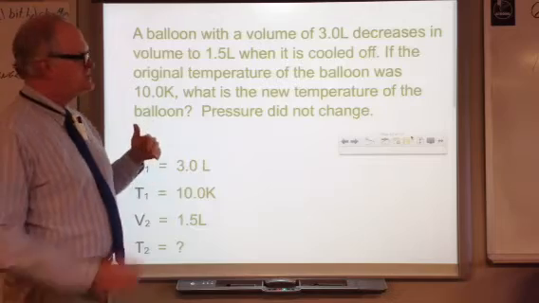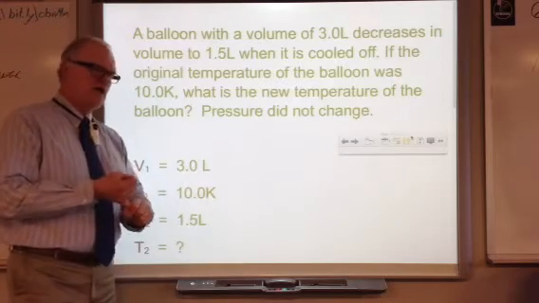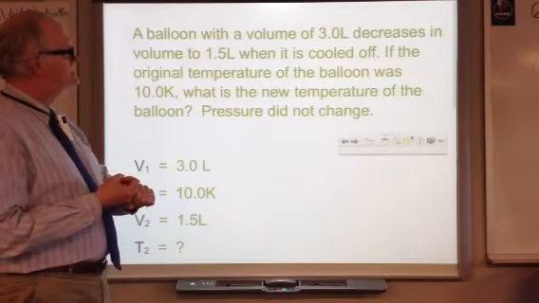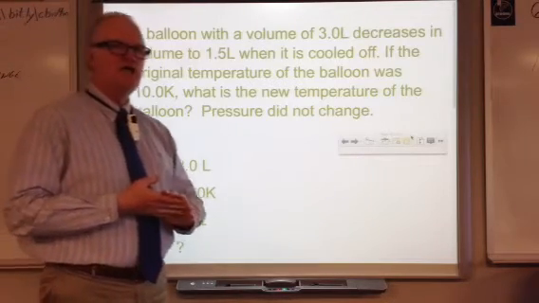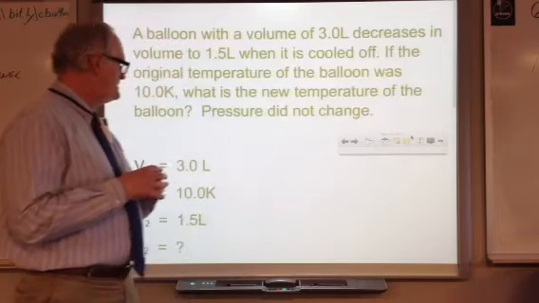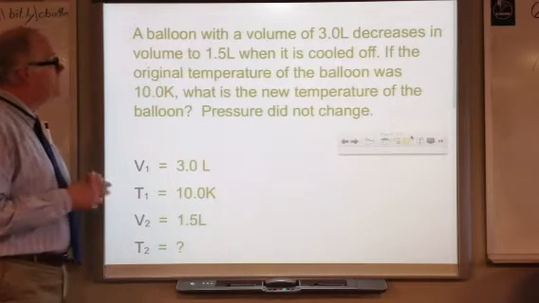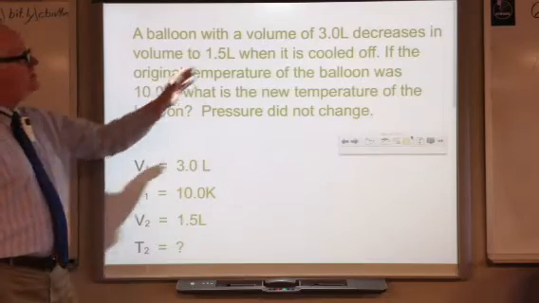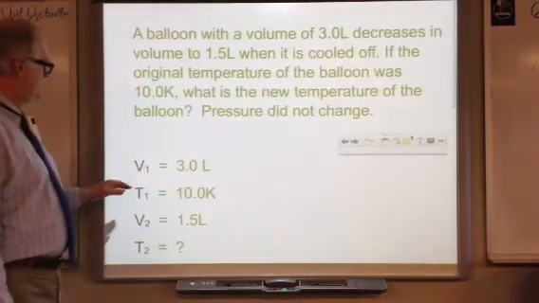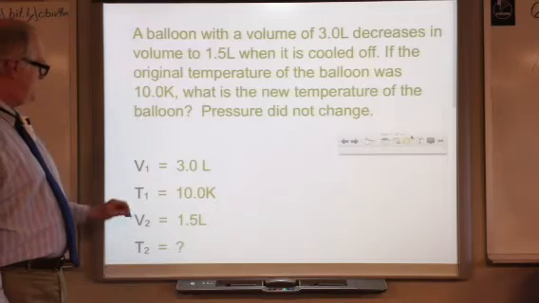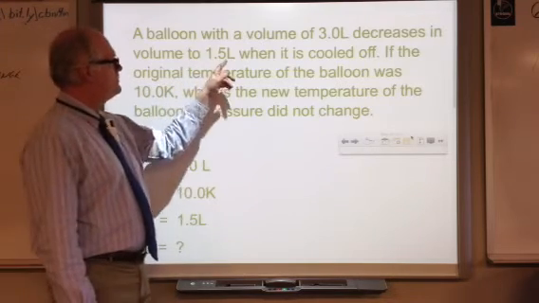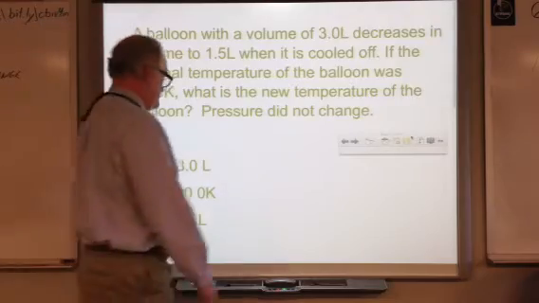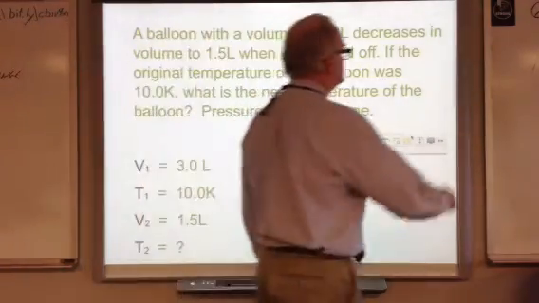And again, pressure doesn't change. Pressure is constant. The number of particles of gas in the balloon is constant. But volume and temperature are changing. Again, a perfect time, a good time to use Charles' law. We look at the words in the problem. Volume 1, 3.0 liters. Temperature 1, 10 Kelvin. Volume 2, 1.5 liters. Temperature 2, don't know yet. So we're going to try and find out what temperature 2 is.